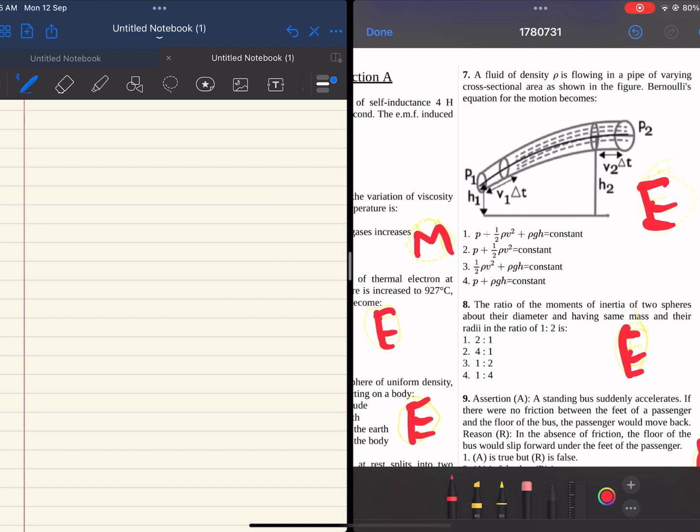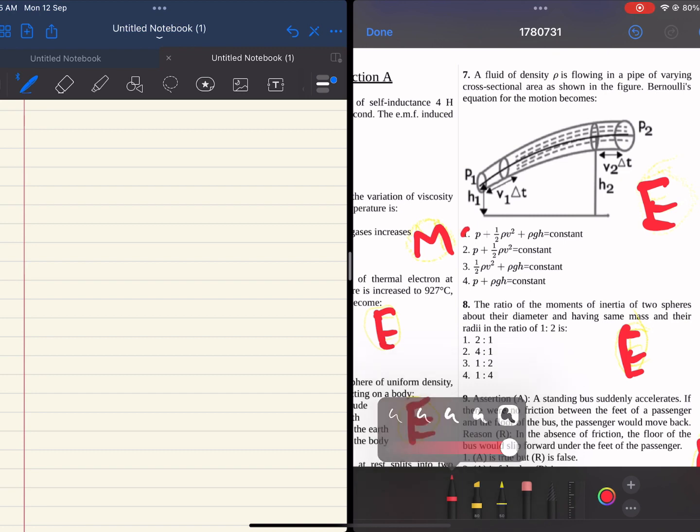Why do I say that it's a statement of energy conservation? Because we are dividing everything with the same quantity to make it a constant. Already it was a constant. Total mechanical energy is conserved here. We just did it as total mechanical energy per unit volume to make the question a little easier for us. So the answer here is P plus half rho v square plus rho g h is equal to constant. Seventh one answer is option number 1.